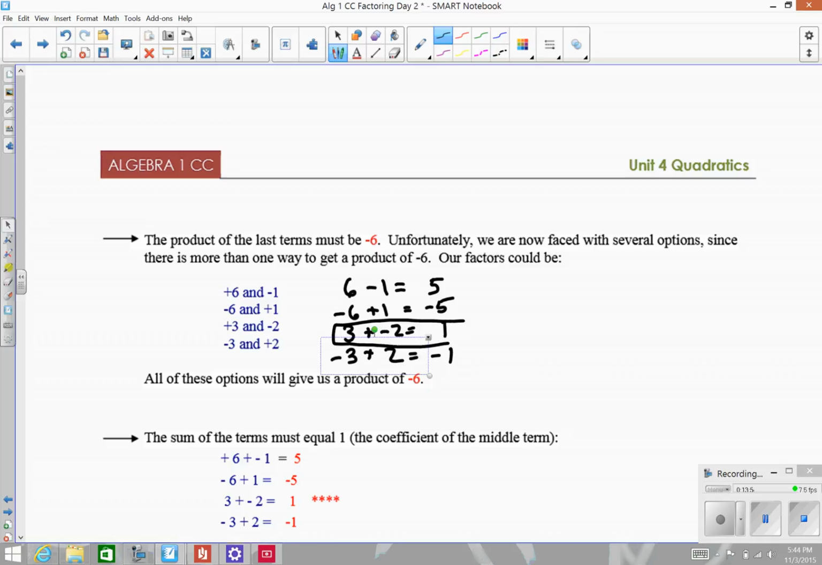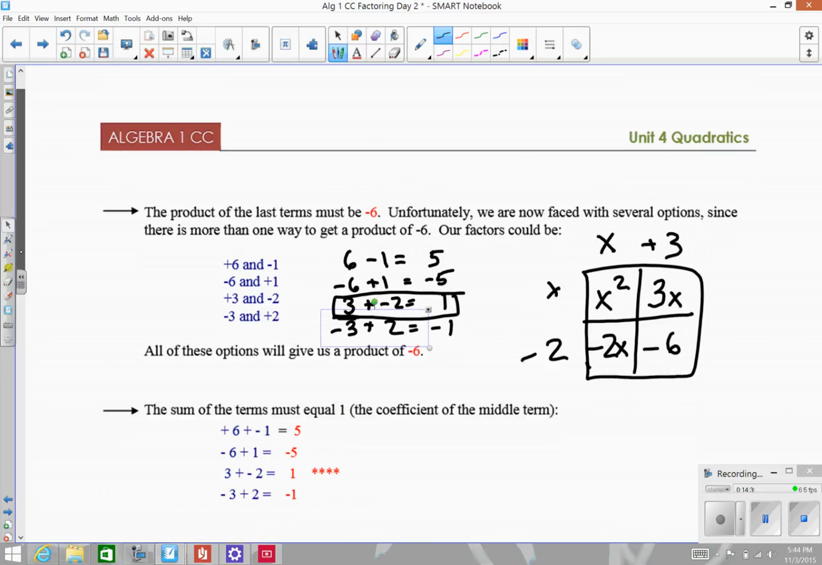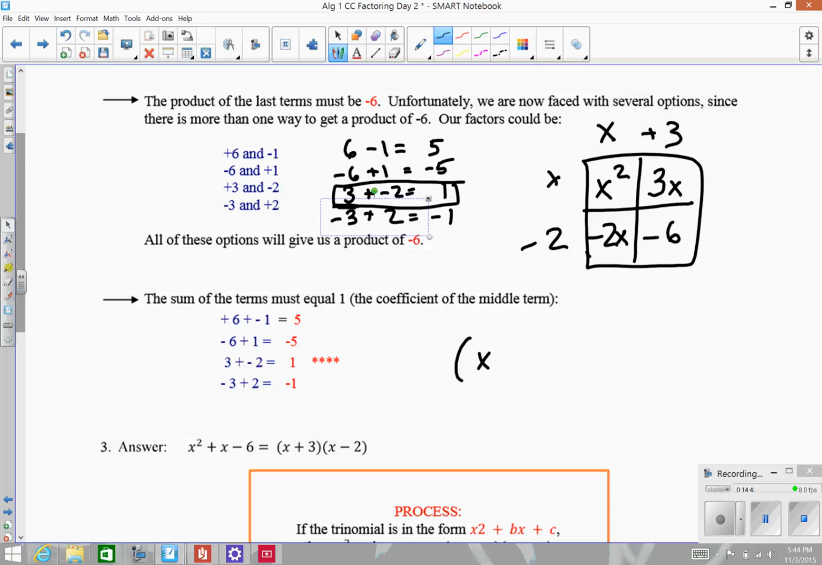Now I wanted my numbers to add up to 1, so the two numbers that I want are 3 and negative 2. So if you think back to our box, I had an x squared here and a negative 6 here. These two have to add up to positive 1. So if I put 3 x's here from the 3 that I got here, and a minus 2 x's here, that adds up to my 1x. And above here, I'm going to have x plus 3 and x minus 2. These are the two binomials that I'm going to use, or the binomial factors, x plus 3, x minus 2, so that when I multiply them, I get x squared plus x minus 6.